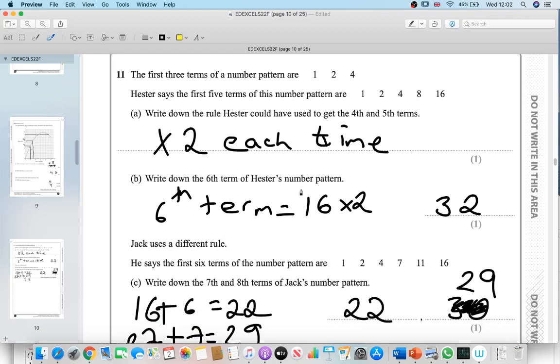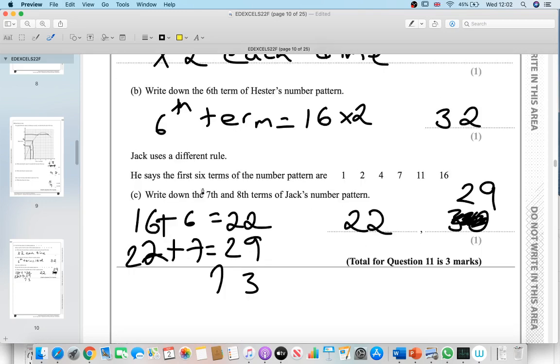Write down the 6th term of Hester's number sequence. So it will be 16 times 2, which is 32. Jack uses a different rule. He says that the first 6 terms are 1, 2, 4, 7, 11, 16. Write down the 7th and 8th terms of the sequence.